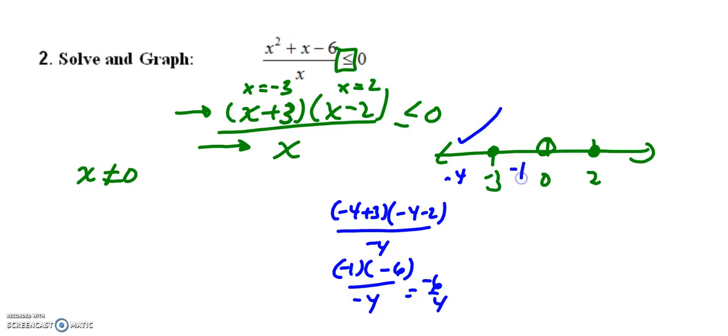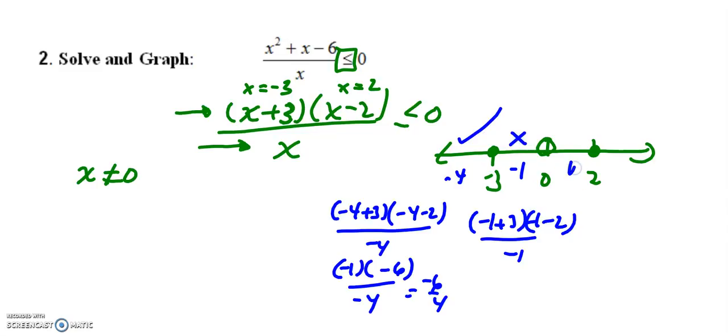In this next interval, I'll pick -1. And you can make this faster if you'd like. If in your mind you're plugging in -1 every time you see an x, you could think this is a positive number, this is a negative number, and this is a negative number. So you'd get negative over a negative, which would be a positive number, which is not less than or equal to 0, so that is not a correct interval.